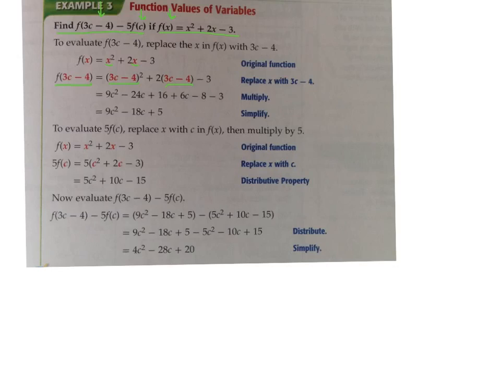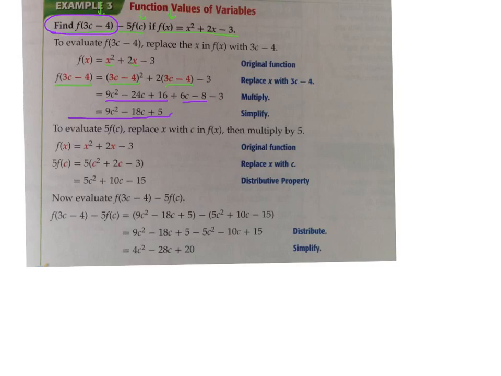Then also remembering that the first one is being FOILed. So you have to FOIL the first one because you're squaring it. Then you use the distributive property on the second one. And this gives you f of 3c minus 4, which is the first part of this equation, right here.